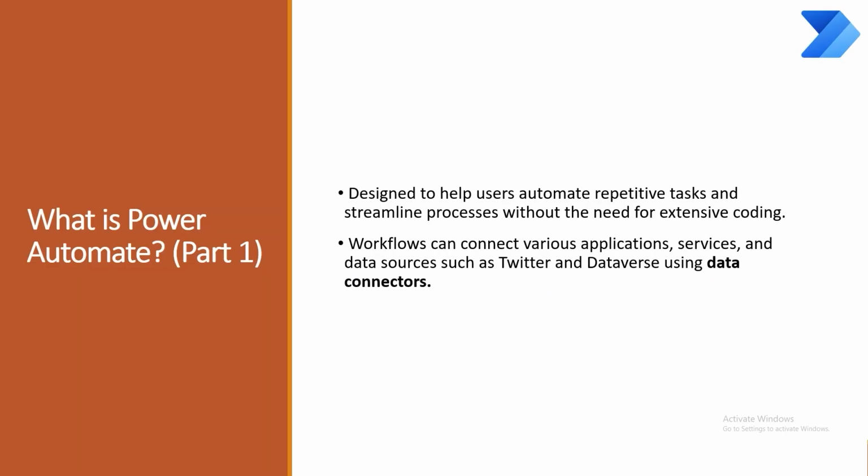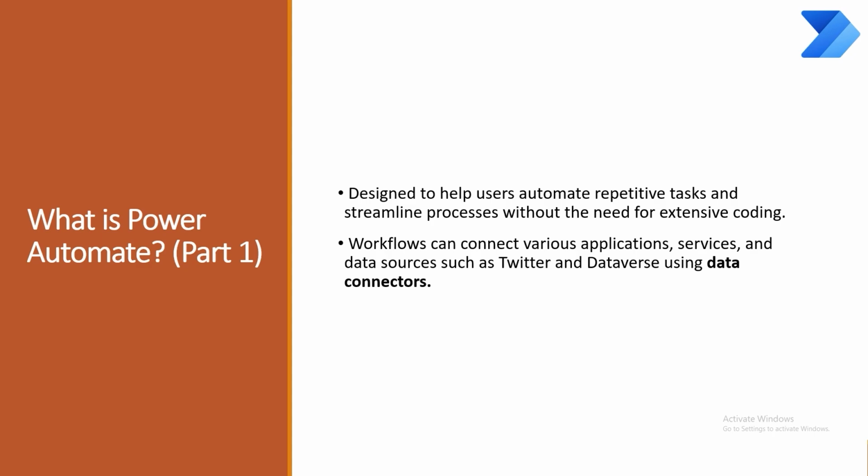What is Power Automate? Power Automate is designed to help people automate repetitive tasks and streamline processes without the need for extensive coding. If you think of anything that you spend an extensive amount of time on that's quite repetitive, such as sending emails, approvals, populating Excel spreadsheets, Power Automate will be able to automate that process for you, making it much easier for you to actually do the work that matters.